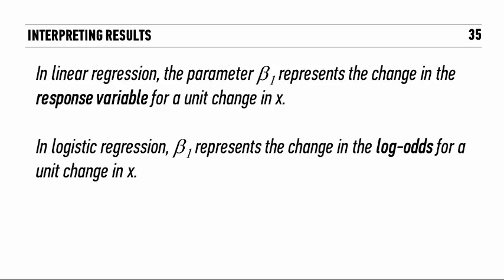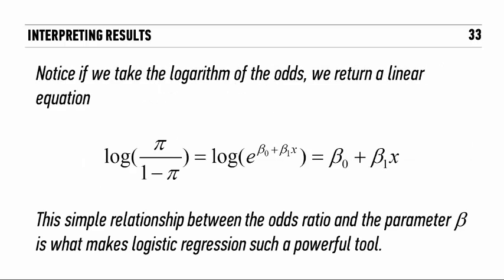Drawing the analogy back to linear regression: in linear regression, beta 1 represents the change in the response variable for a unit change in x. In logistic regression, beta 1 represents the change in the log odds for a unit change of x. So remember again, this is just the log odds. We have the odds and we have the log odds. Okay?